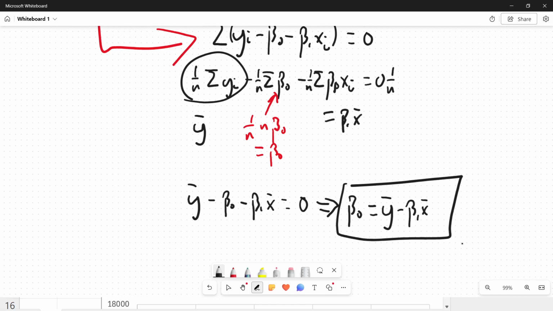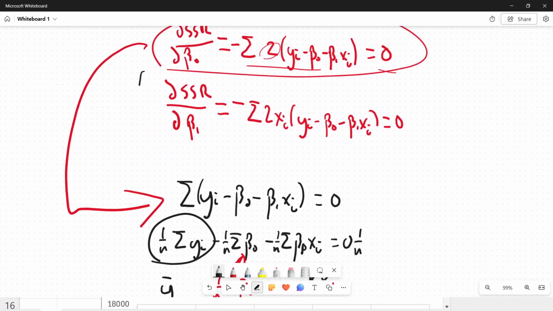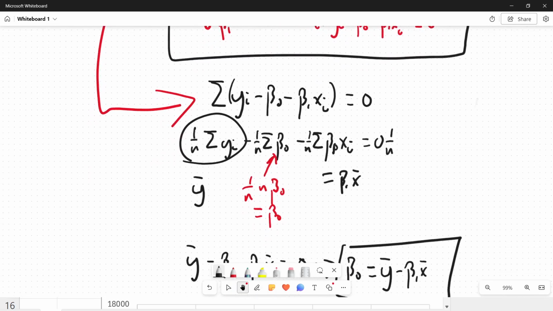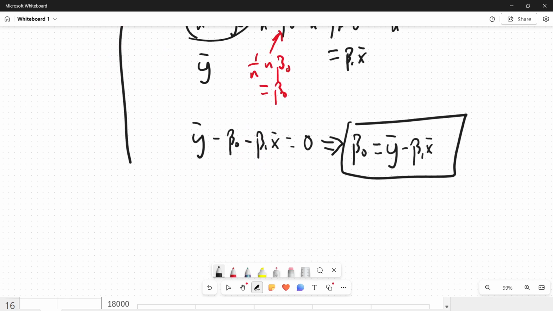And I think I have a solution for beta 0. So what I'm going to do is take this almost solution for beta 0 and plug it into the other equation. Since I had two first order conditions, I'm going to have to pick up that equation right there and bring it down here along with what I just derived, where beta 0 is y bar minus beta 1 x bar.